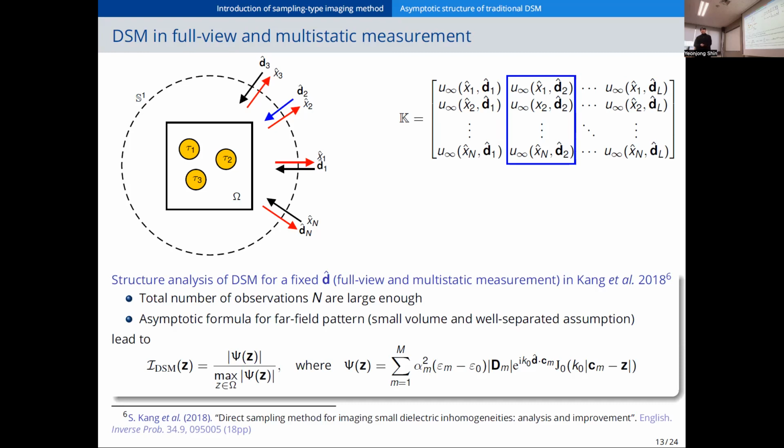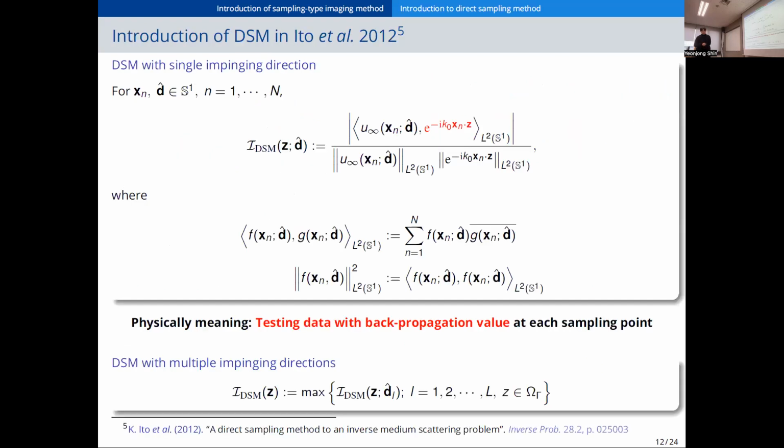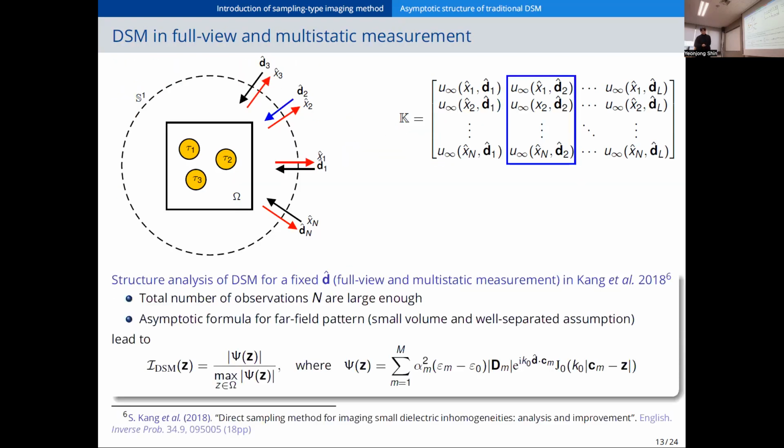This is the analysis of the DSM for a single impinging direction. This means the full view and multi-static measurement. We assume that the total number of observations N is sufficiently large. Then, for the far-field pattern under the small volume and well-separated assumption, we can see that the DSM indicator function has this expression. This involves the size, permittivity, volume of the target, the incident field, and the Bessel function.